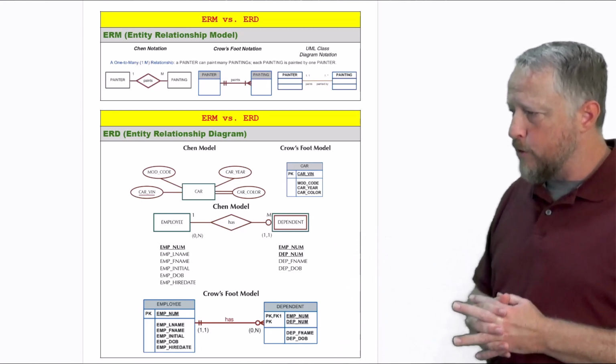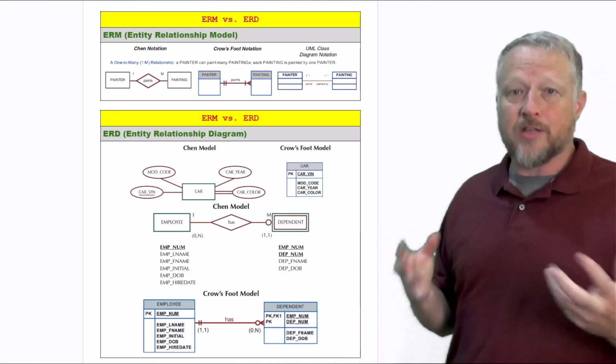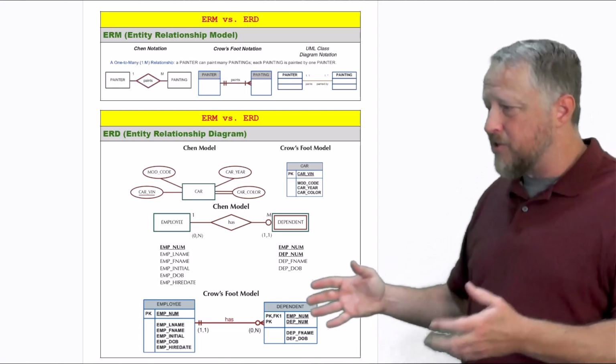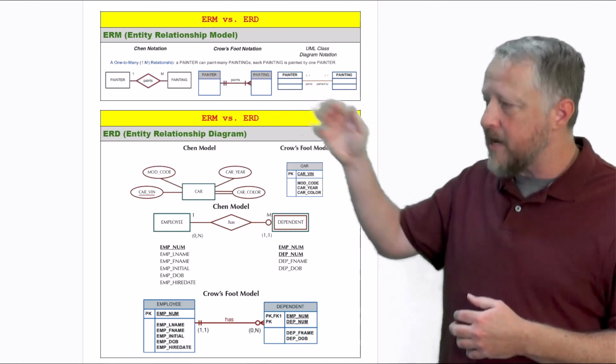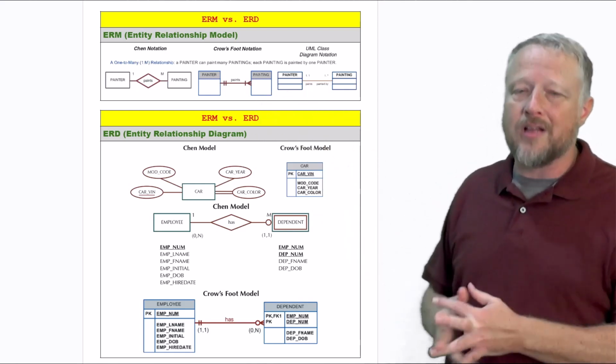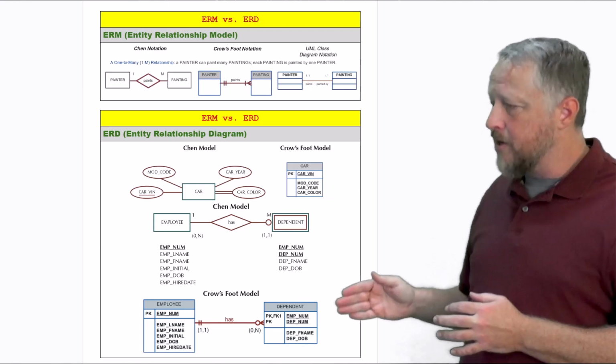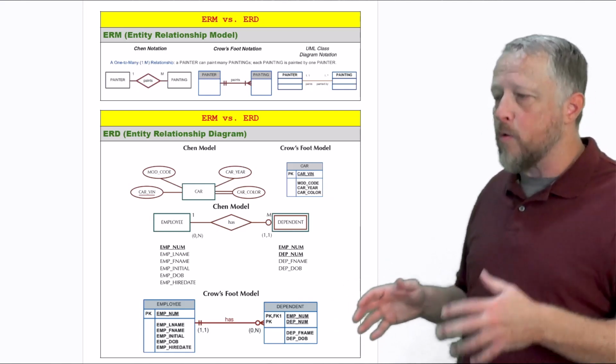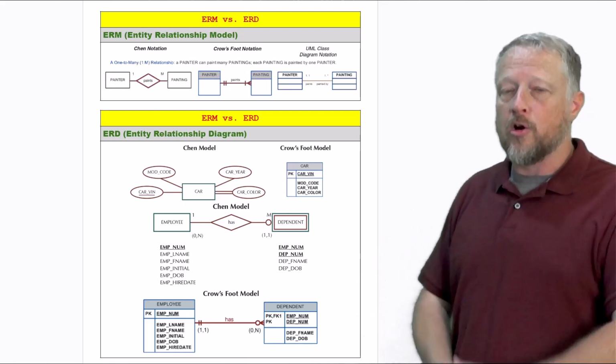Is using the crow's foot model, and to be honest with you, that's what I'm more familiar with too. So yeah, we're going to start seeing more of this. It's just more detail than what we were doing originally in the last chapter. And this is what we're going to use visually to understand how we build it physically in our databases.